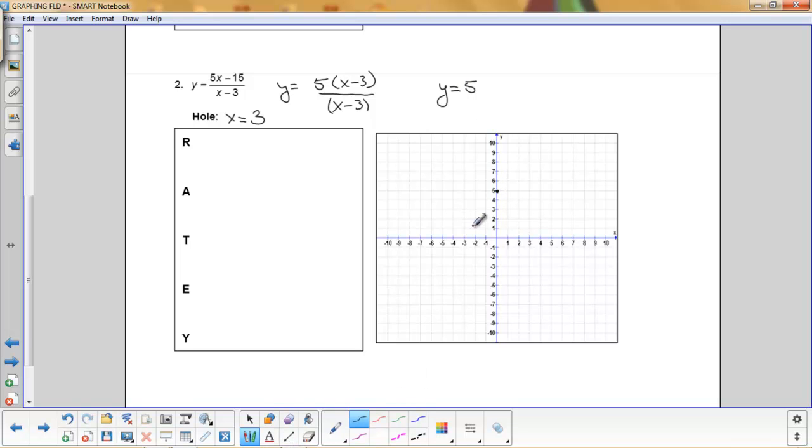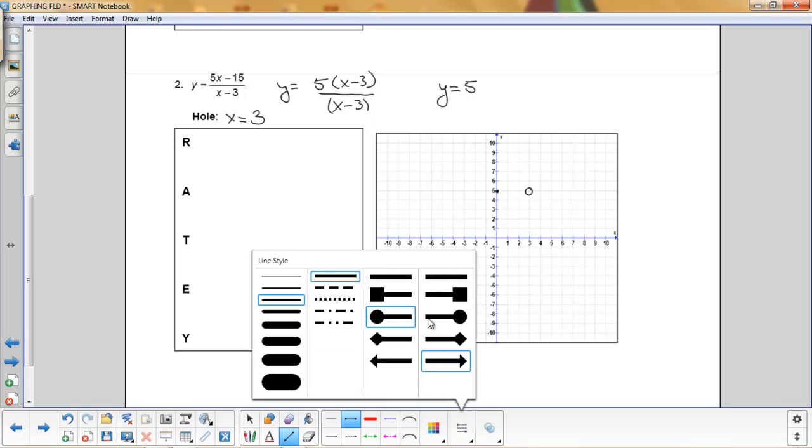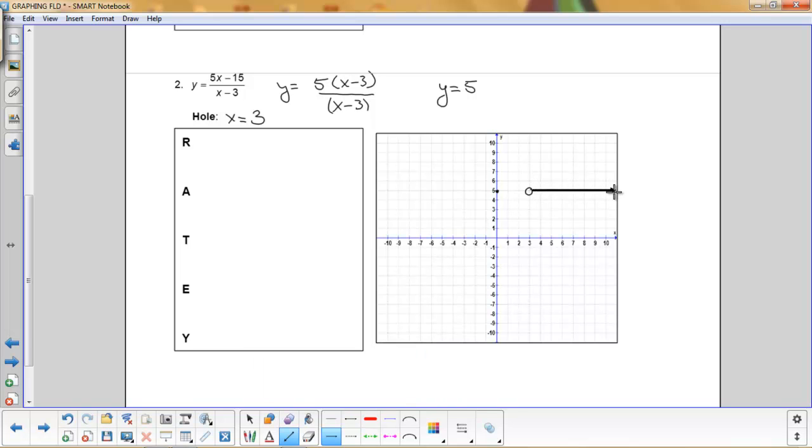So I'm going to go ahead and place my removable discontinuity on that place before graphing my function. And there we go. Again, radii is not required here because the function after the canceling is linear, and remember we only use that for rational functions.